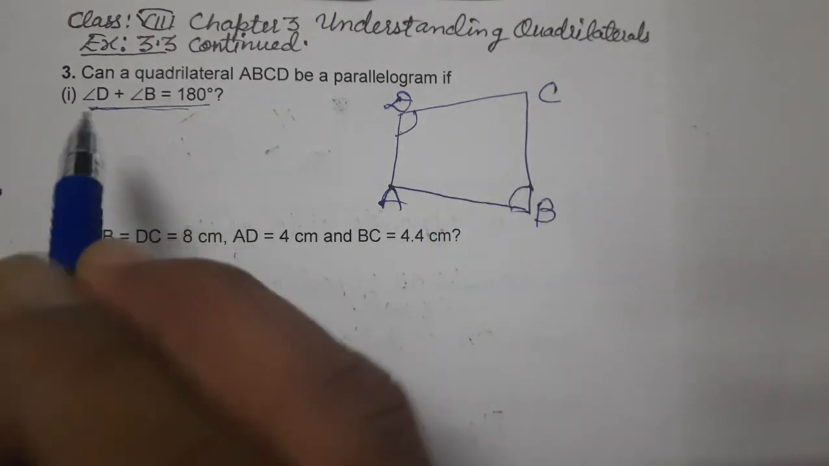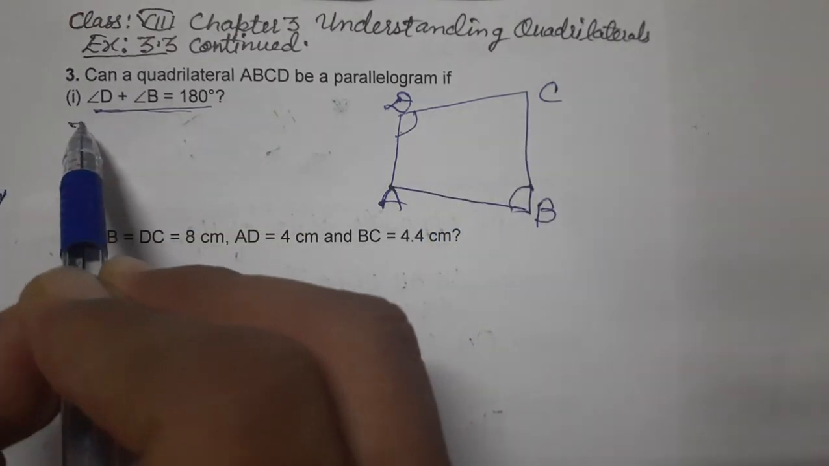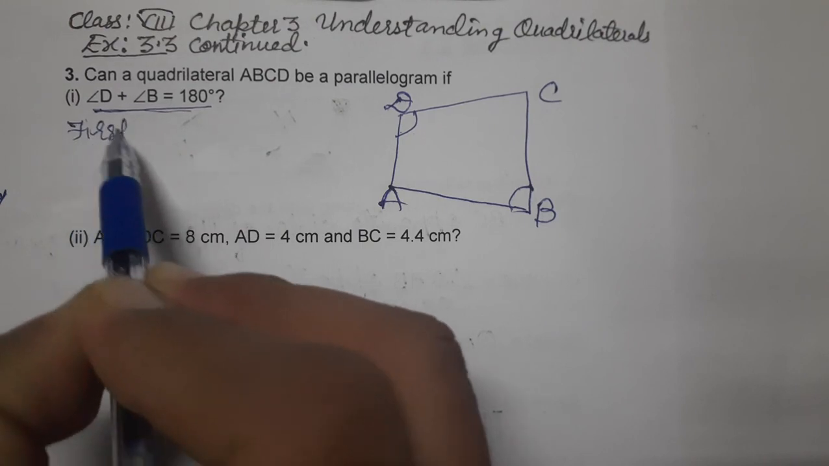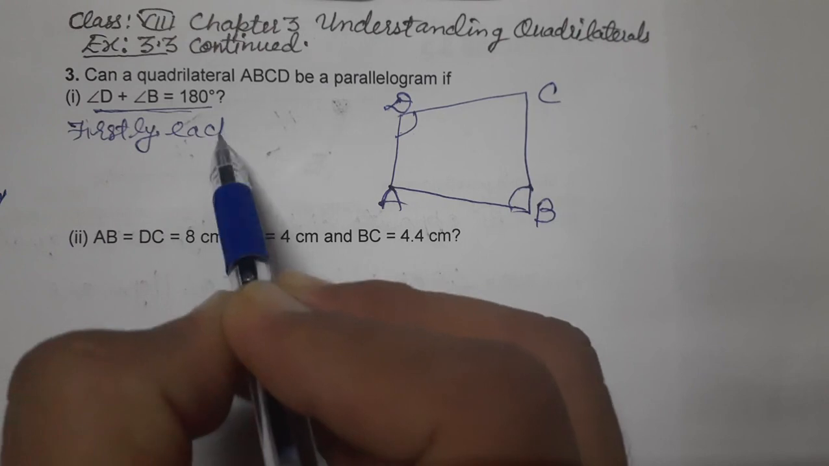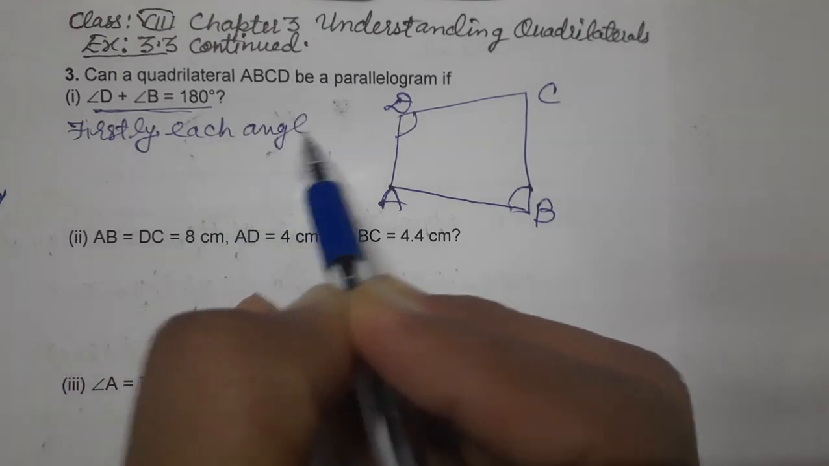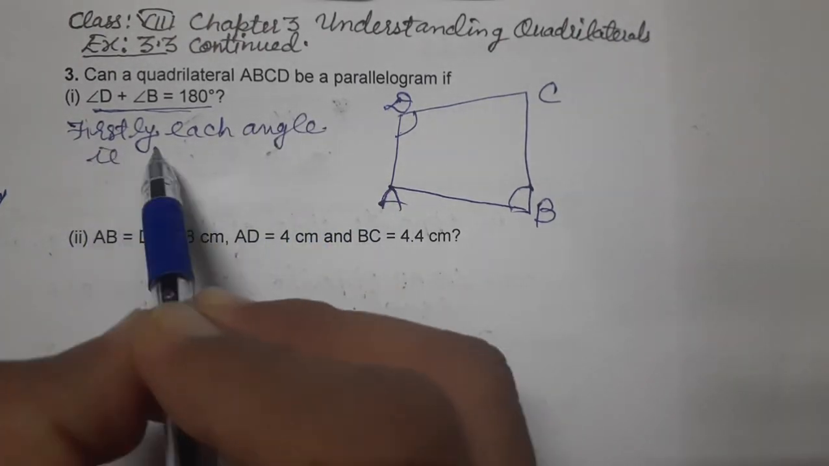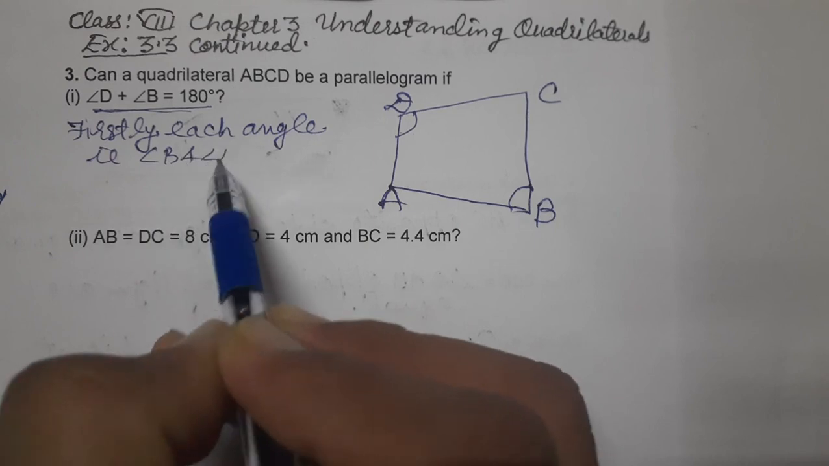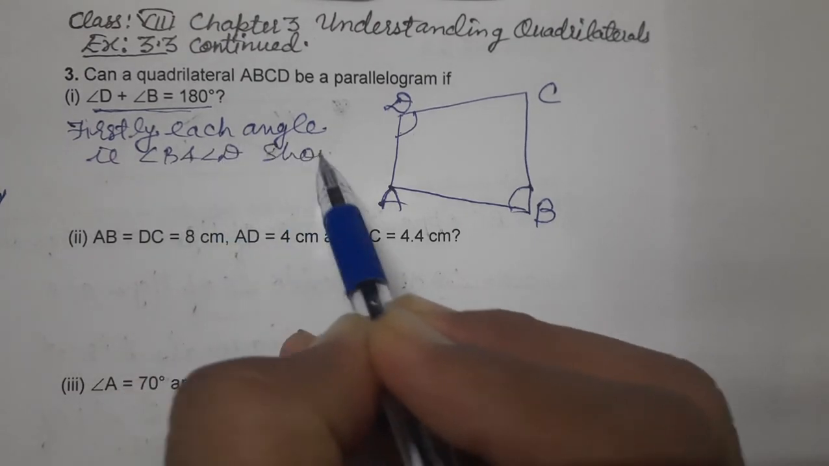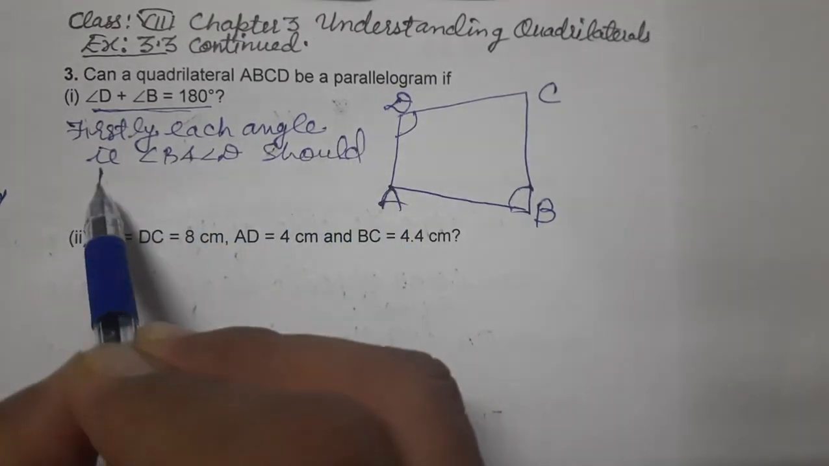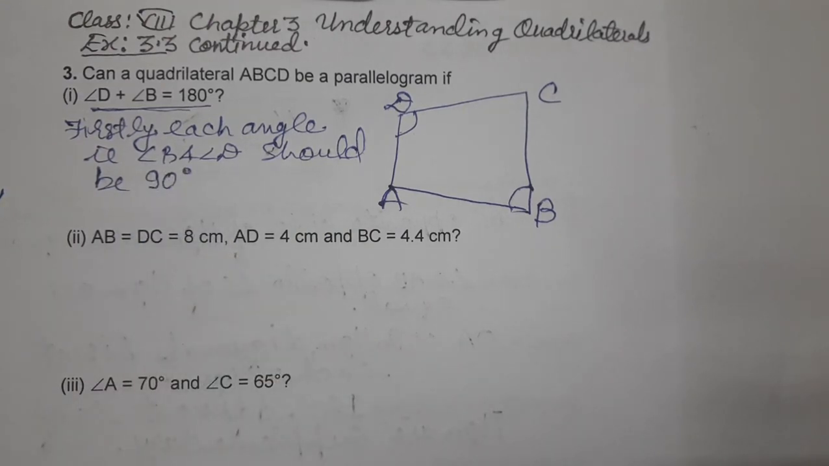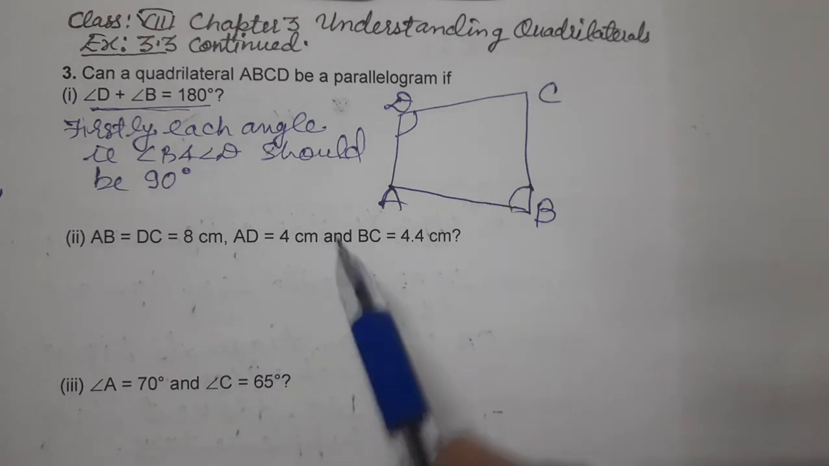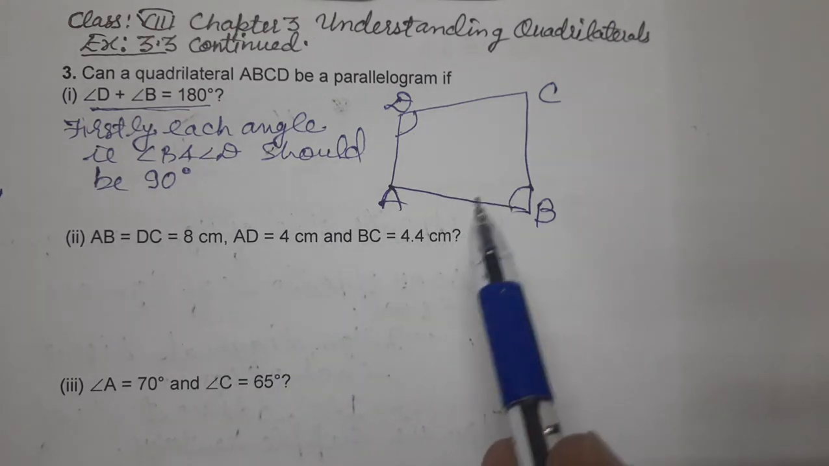So we'll write, firstly, each angle, that is angle B and angle D, should be 90 degrees. Firstly, this condition. Then only it will be a parallelogram. First condition, not the second one. Second one also will be there. Then only it is a parallelogram.